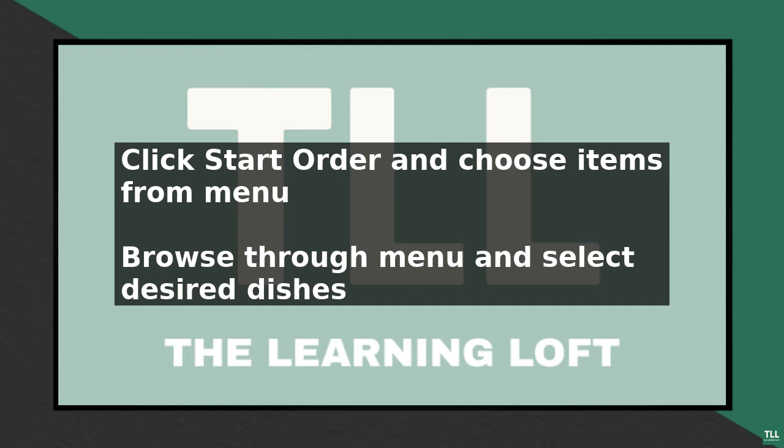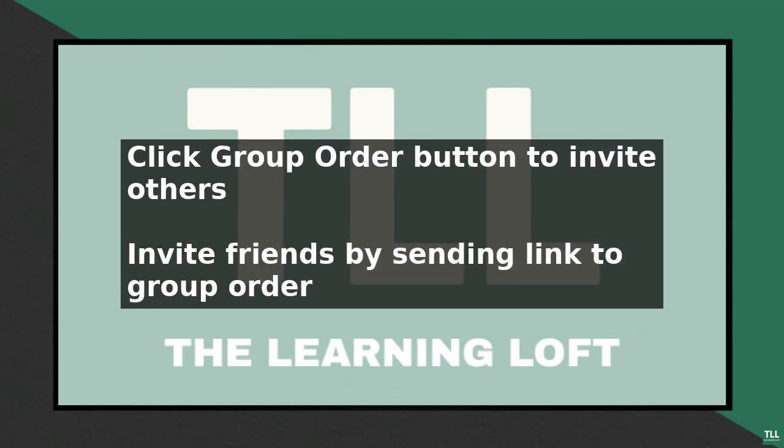Once everyone has added their items to the order, you can review the order and proceed to checkout. At checkout, you will be able to select your preferred payment method and enter any applicable promo codes. When paying for a group order, each person can pay separately for their own items, making it easy to split the bill. After completing the checkout process, your order will be placed and you will receive updates on the status of your order. It is essential to communicate with the group to ensure that everyone is aware of the order details and any applicable deadlines.